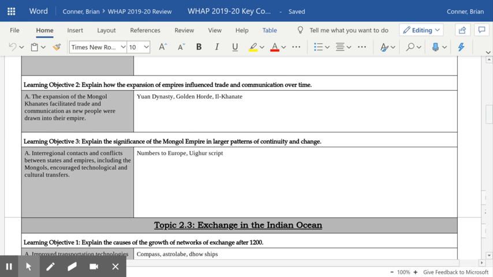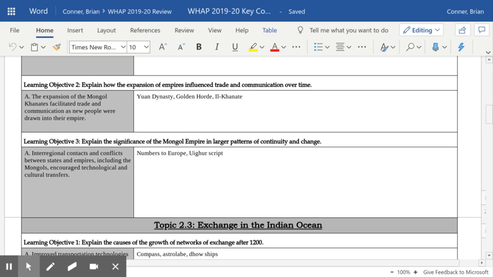So with 2.2, focus on the chart with the Yuan Dynasty, Golden Horde, and Il Khanate. Look at comparisons in the way that they were ruled. Look at the economic stuff, the way that they facilitated trade. Look at how they treated people within the empire that were not Mongol. And then anything else you can find about them encouraging or facilitating transfers or whatever it is, be sure that you can discuss that as a secondary point.